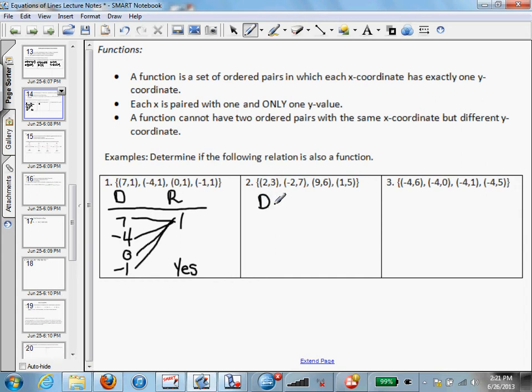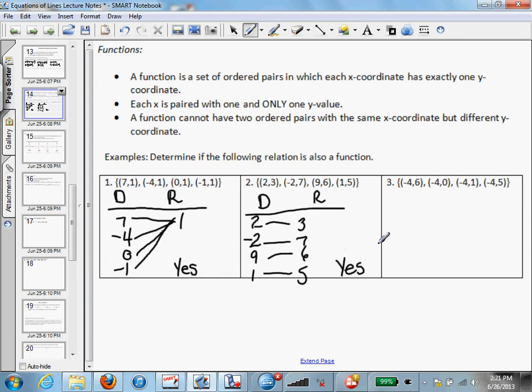Alright, now to list for 2 the domain and range. To list the domains, let's have 2, -2, 9, and 1. And to list the ranges, we have 3, 7, 6, and 5. And if you were to match these, each one has a different corresponding range. So yes, this is also a function.